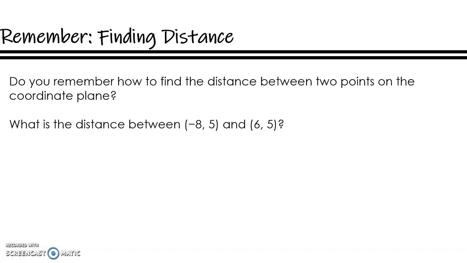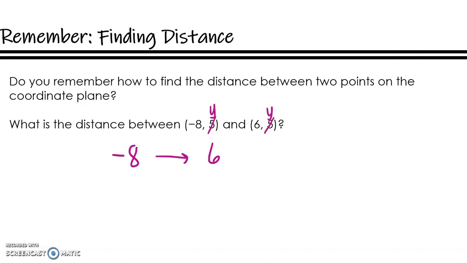Before we get started, let's remember how to find distance. When we are looking to find the distance between 2 points on the coordinate plane, there are two ways to do it. You can sketch a graph, plot the 2 points, and just count the spaces between. You can also remember that whichever values are the same, in this case the y values are both 5, we're going to ignore them and think about the distance from -8 to +6.